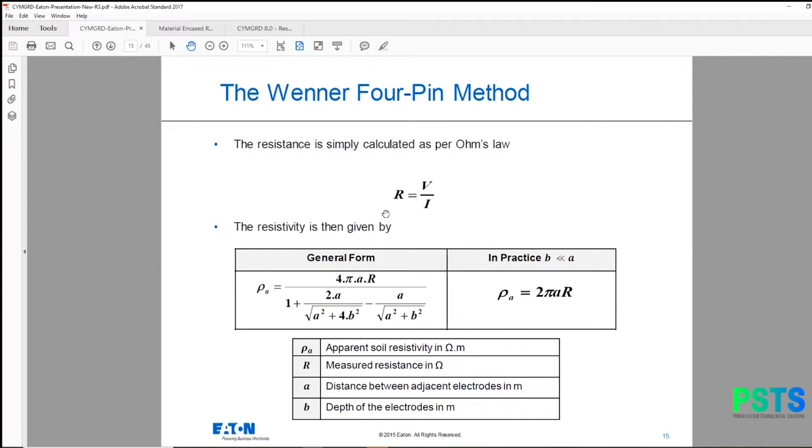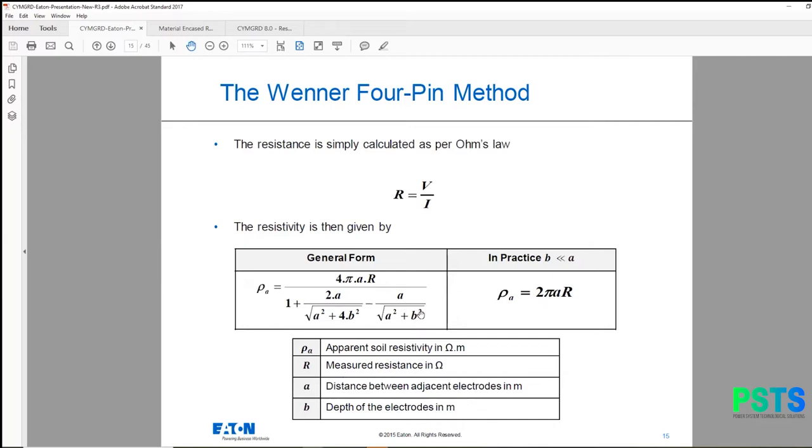V over I is the equation, right? But for this kind of method, the general formula gives the resistivity, because we're not looking for resistance; we want the resistivity of the earth. So ρ is the apparent soil resistivity in ohm meters, R is the measured resistance, A is the distance between adjacent electrodes in meters, and B is the depth of the electrodes in meters. All this is there for you.